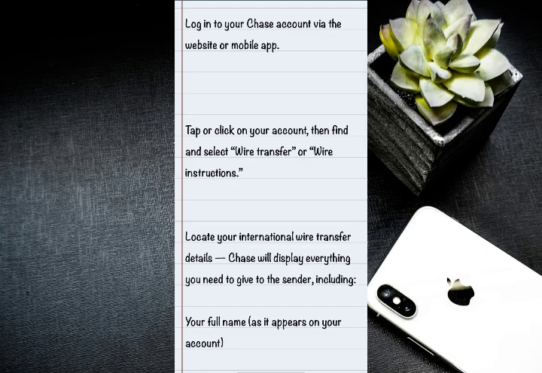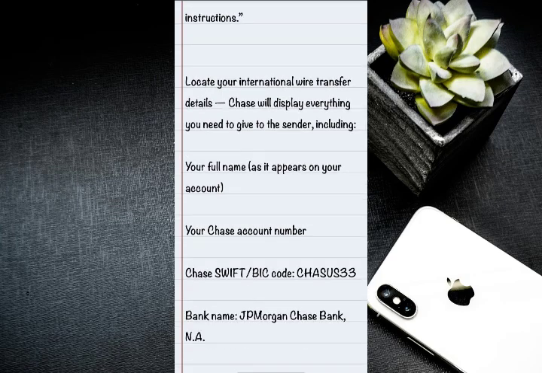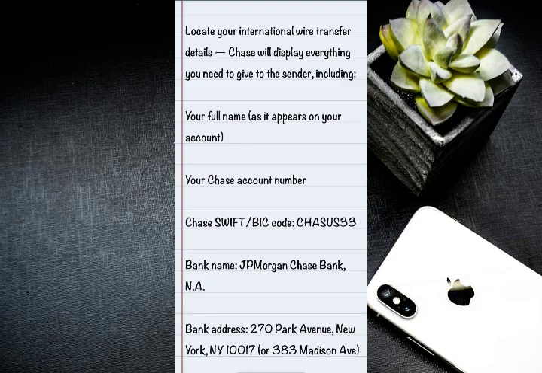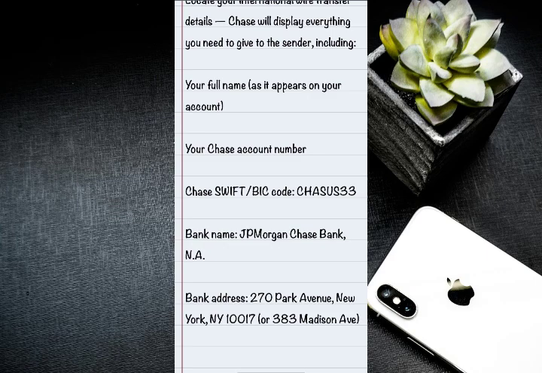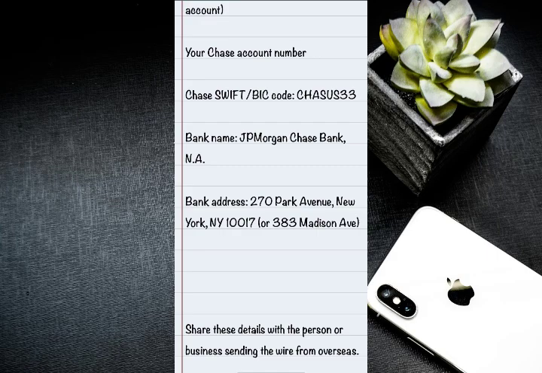Then tap or click your account, then find and select wire transfer or wire instruction. Then locate your international wire details, which will display everything you need to give to the sender, including your full name as it appears on your account, then your account number, your Chase SWIFT or BIC code, then your bank name, for example, JP Morgan Chase Bank NA, then the bank address. Just make sure you provide the information accurately.